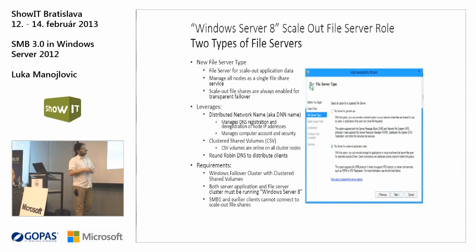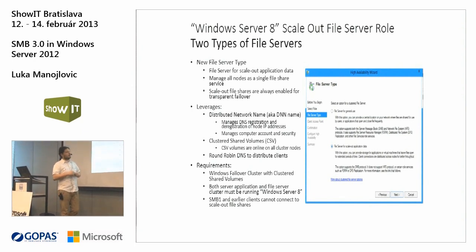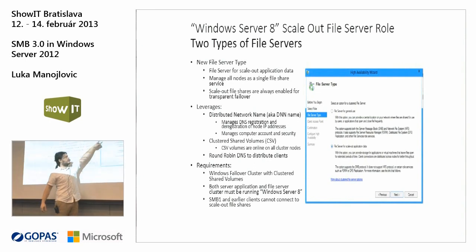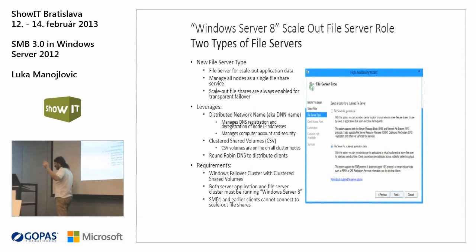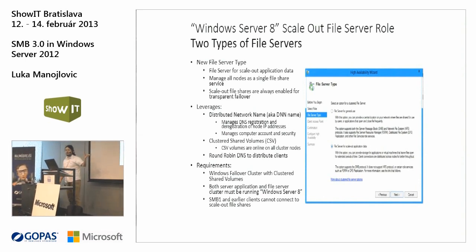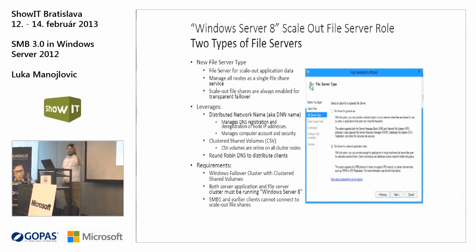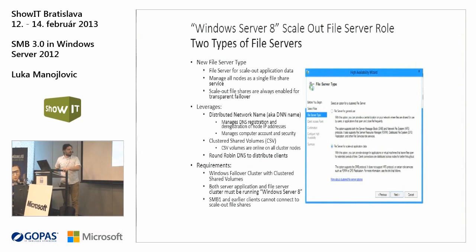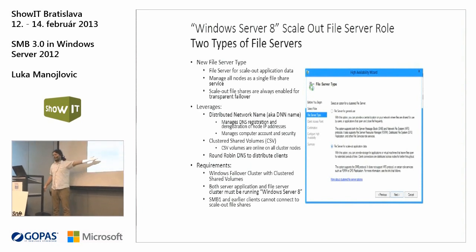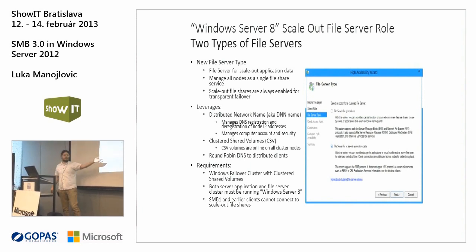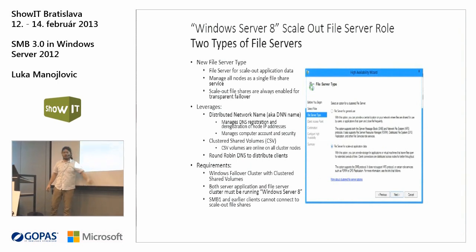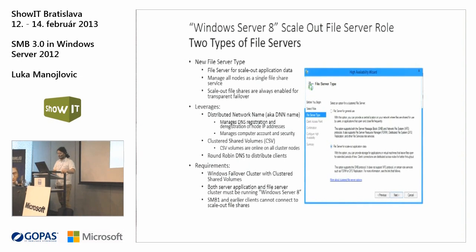Here I have this: cluster shared volumes are online on all cluster nodes, with round robin DNS to distribute clients. And here you need to choose what kind of file server you will create: a scale out file server, or one for general use like you were doing in previous versions. SMB1 and earlier clients cannot connect, but of course you will have Windows Server 2012 with Hyper-V 3.0 to put it on such a share, so it's not a problem, but earlier clients are not able to do that.